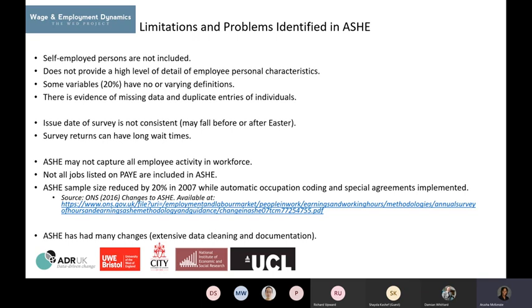And as you can see, the ASHE has had many changes. So we have made sure that we are taking an approach where lots of data cleaning and documentation is involved with each step.